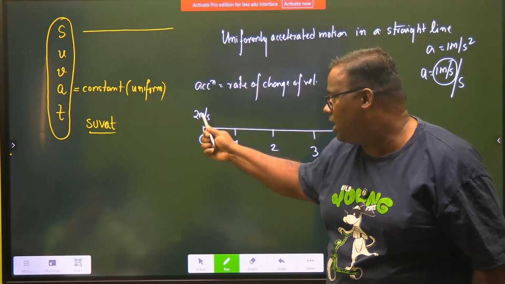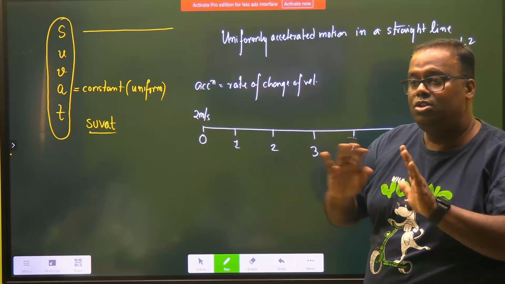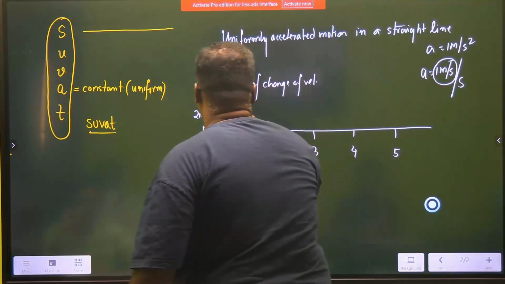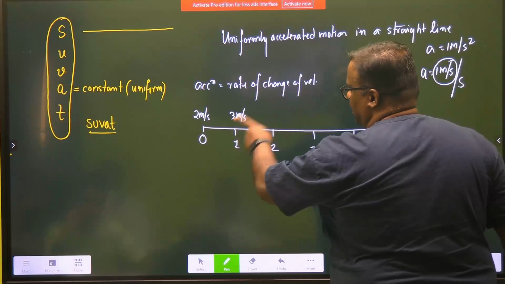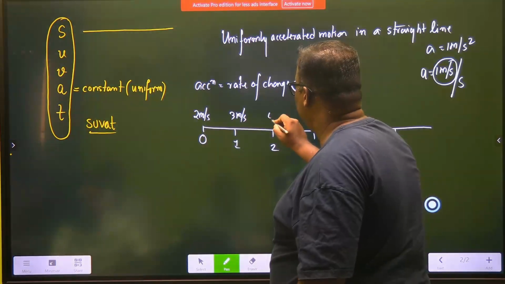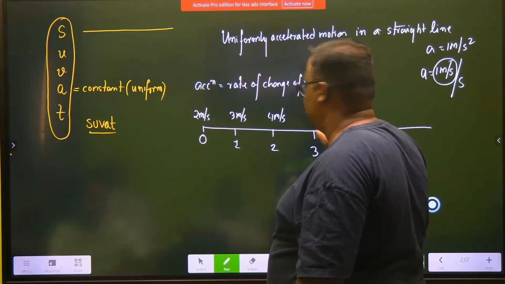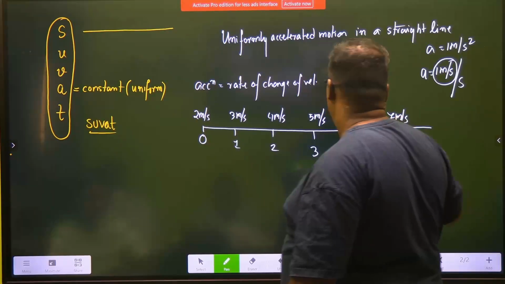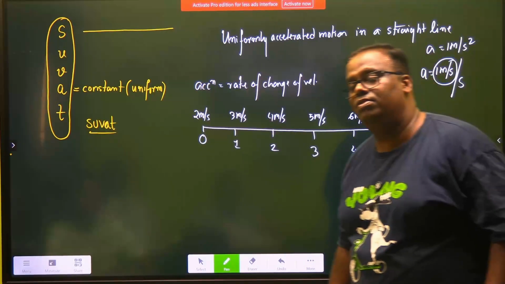What did you start with? 2 meters per second. After one second has gone, your velocity should increase by 1 meter per second. So your velocity becomes how much? 3 meters per second. Right? Then after another 1 second has passed, what is your velocity now? 4 meters per second. Now? 5 meters per second. So, in 5 seconds, you have reached a velocity of 7 meters per second.